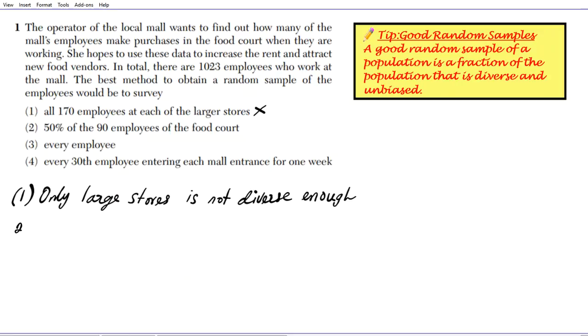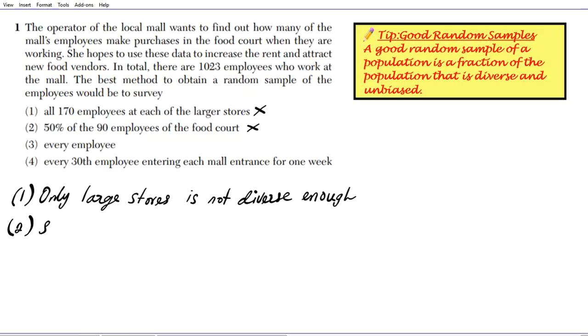Option 2, 50% of the 90 employees of the food court. Is that a good random sample of the employees in the whole mall? The answer is no. What's wrong with that? Well, there could be a bias here apart from the small number. You work at the food court. What are the odds that you will eat where you work? It's very likely that people who work at the food courts will be very likely to eat there. So option 2 is not a good random sample.